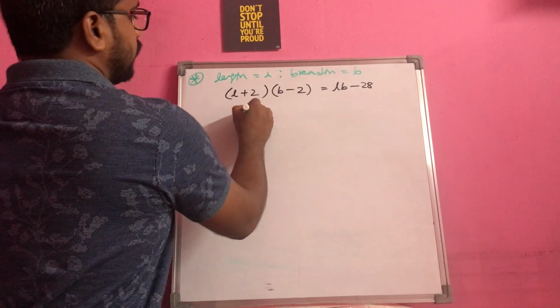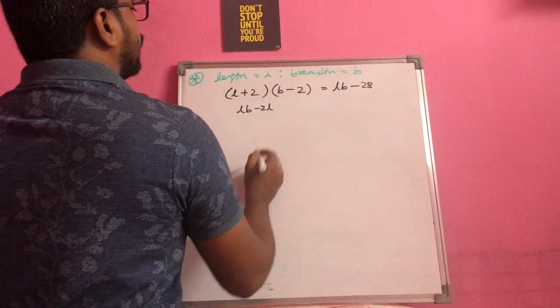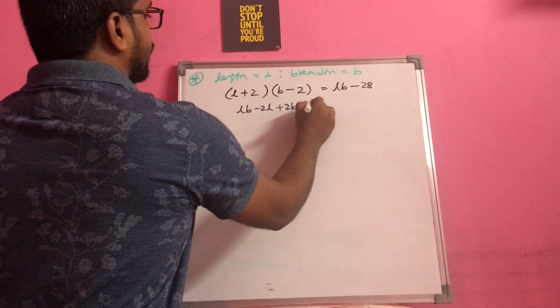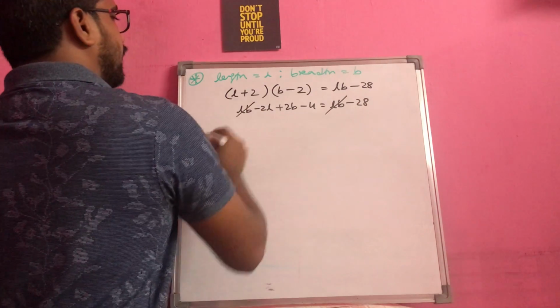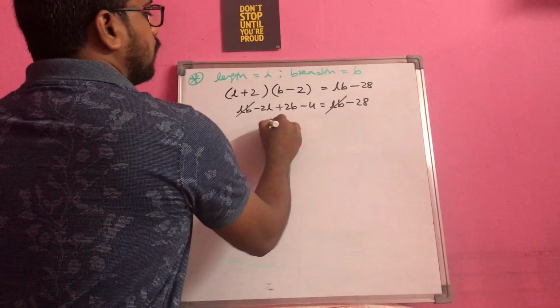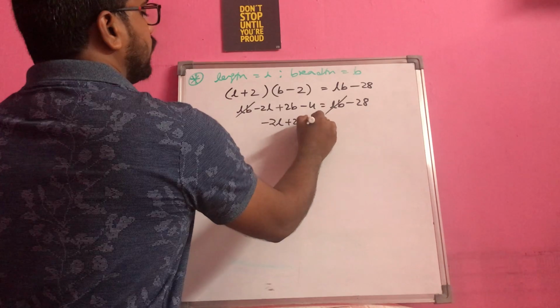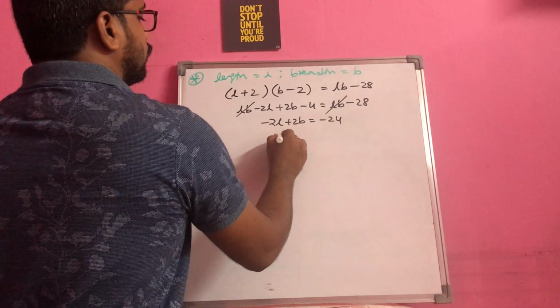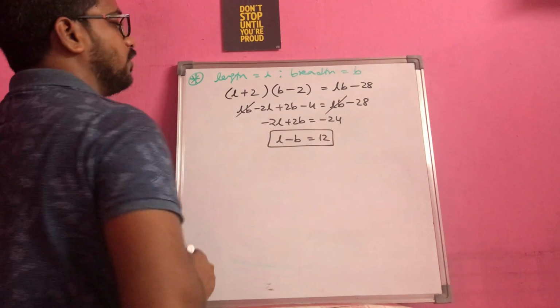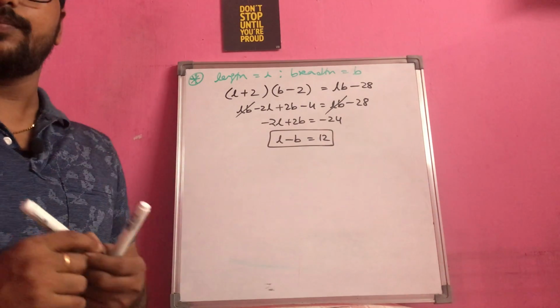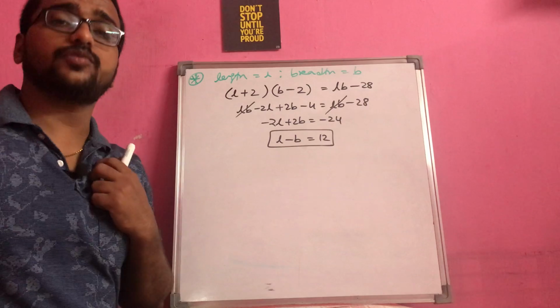So let us simplify this first of all. LB minus 2L plus 2B minus 4 is equal to LB minus 28. LB will get cancelled. Minus 2L plus 2B is equal to minus 24. I can cancel out minus 2 throughout the equation. Then I will be getting L minus B equal to 12. This is the first condition we got.